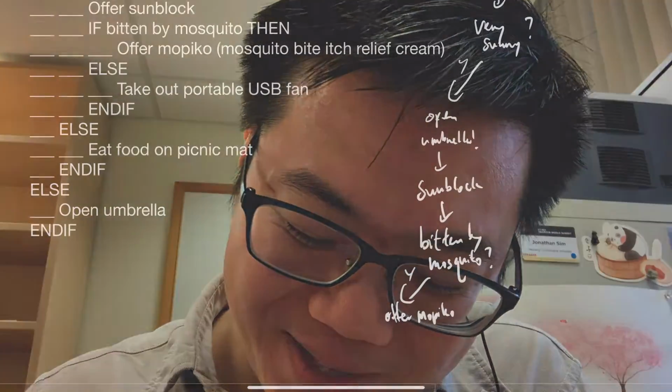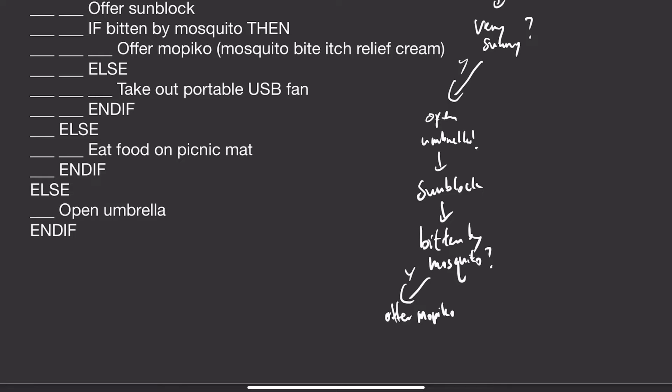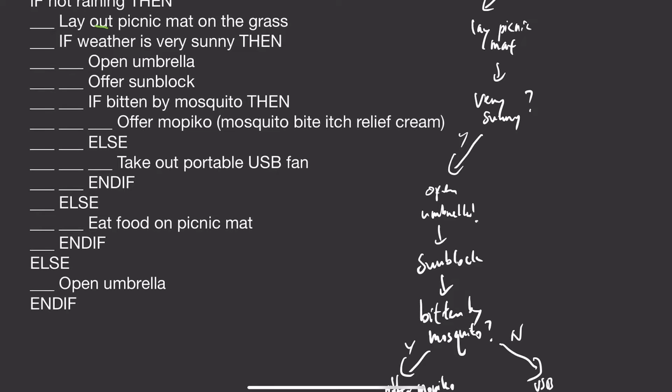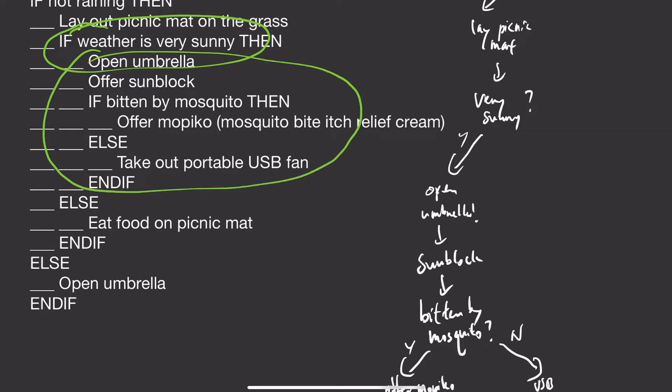Okay, anyway, so if you're bitten by mosquito, then you offer mopiko. No, then you use the USB fan, right? And then what do we have? Okay. Notice what we have here. If weather is very sunny, then we will do all these things. Notice this.